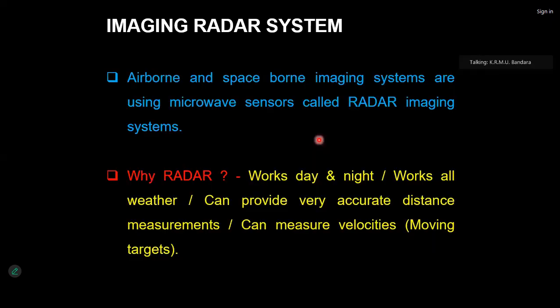Okay, imaging radar. There are 2 kinds of thing. One is the airborne, the other one is the spaceborne imaging system, using microwave sensors, called the radar imaging system. Why radar? Works day and night. You know the advantages of this one. Works in all weather. Can provide very accurate distance measurement. Can measure velocities of moving targets.